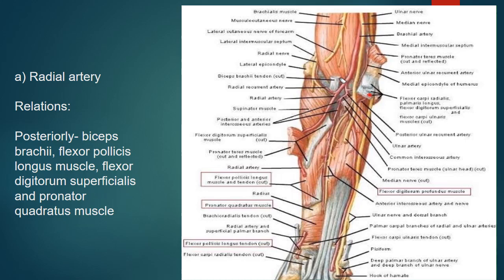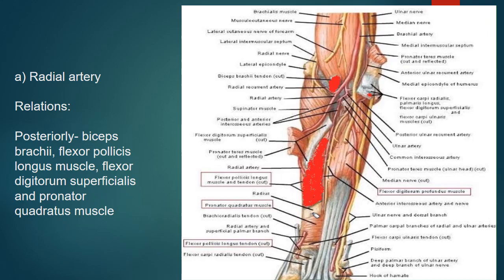These muscles are, number one, the biceps brachii muscle. This is the cut tendon of biceps brachii muscle, which is inserted into the radial tuberosity. As you already know, it lies posterior to the radial artery. The second muscle which arises from the anterior surface of the radius is the flexor pollicis longus muscle, this one. This flexor pollicis longus muscle also lies posterior to the radial artery.